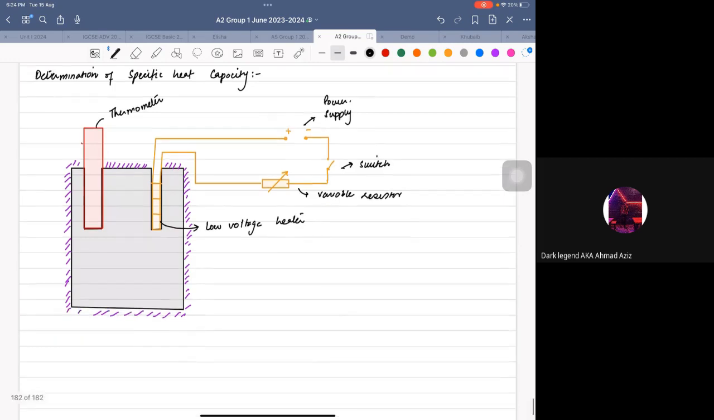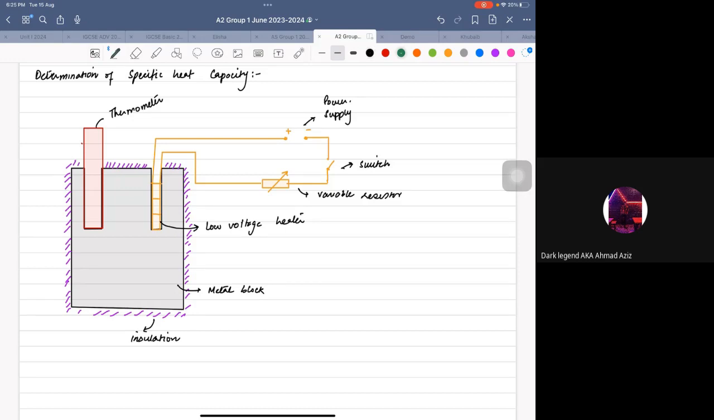Finally, around it, this whole thing that you see is the metal block that we're interested in finding the specific heat capacity of, and this is the insulation. Insulation can be any insulator like jute, wool, or whatever you want to put. That's fine. Okay. Then you need to write how we find this. Please draw this, it's very important.